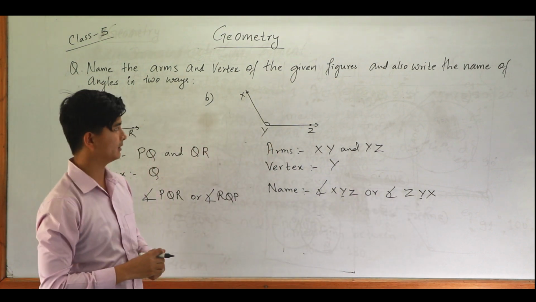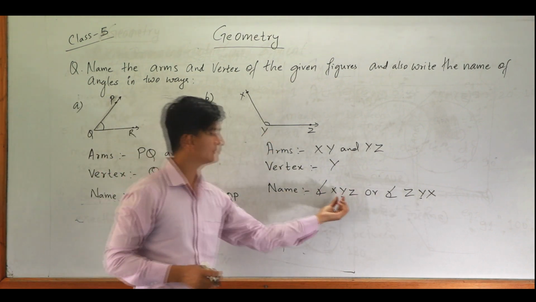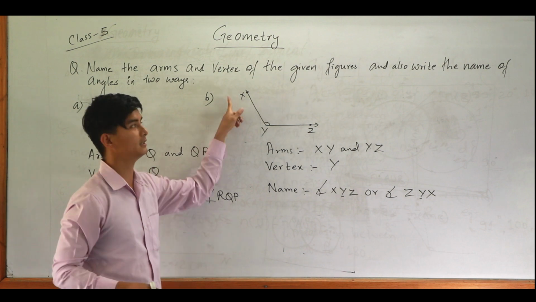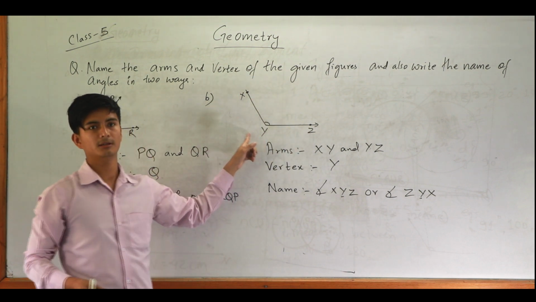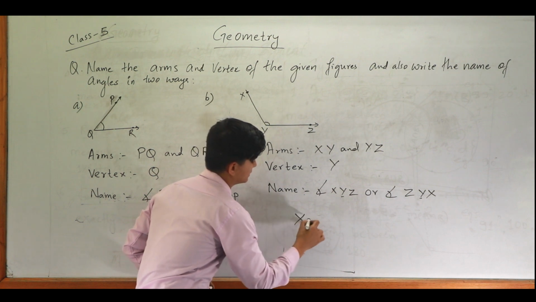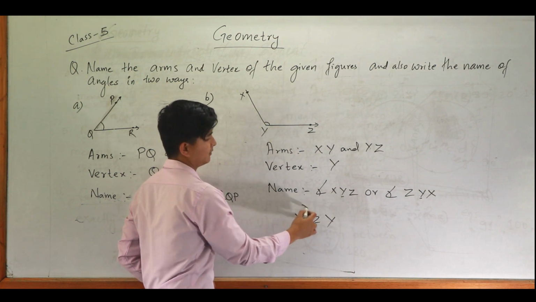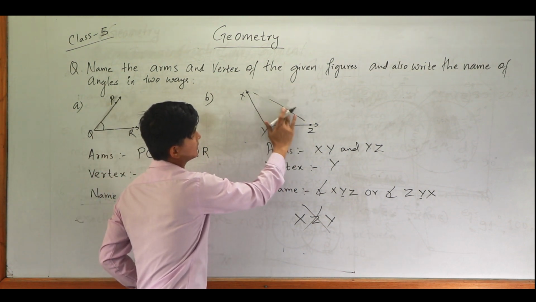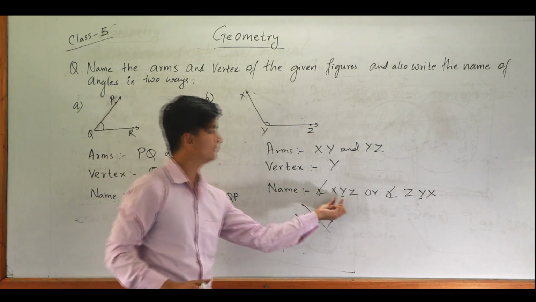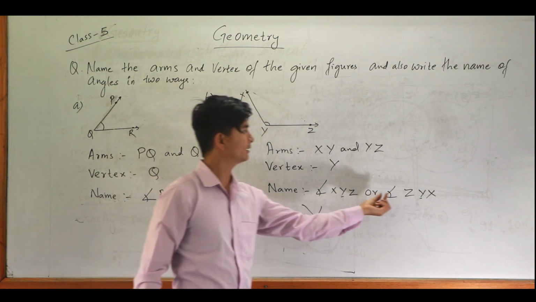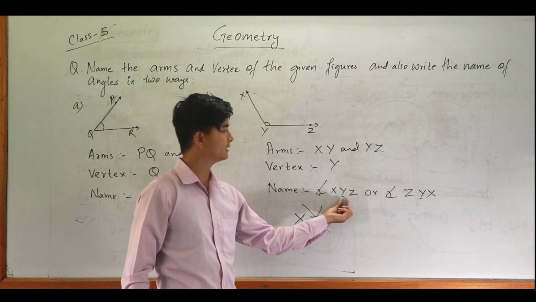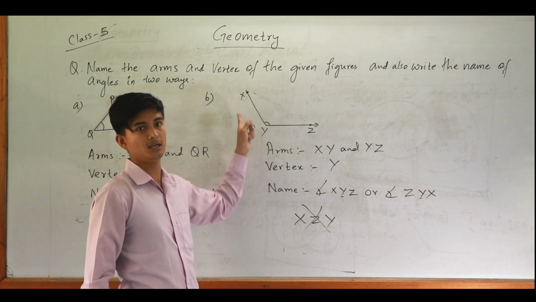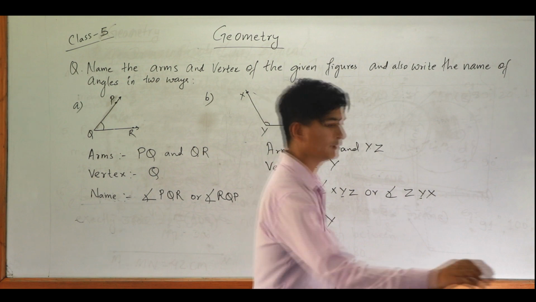Okay, now while writing the name, the vertex should be in the middle. Your vertex should always be kept in the middle when you write the name, like X Y Z. Suppose if you write X Z Y, that will be wrong. You cannot write like this, X Z Y. It will be wrong. Why? Because there is no line between these two arms, right? So Y is the vertex, that's why it is always in the middle. Here Y is there, and here also Y is there. So you can write XYZ, ZYX, like this you can write the name.